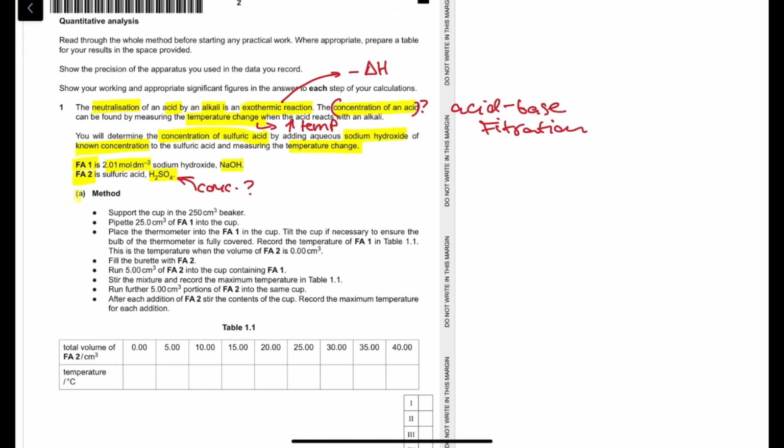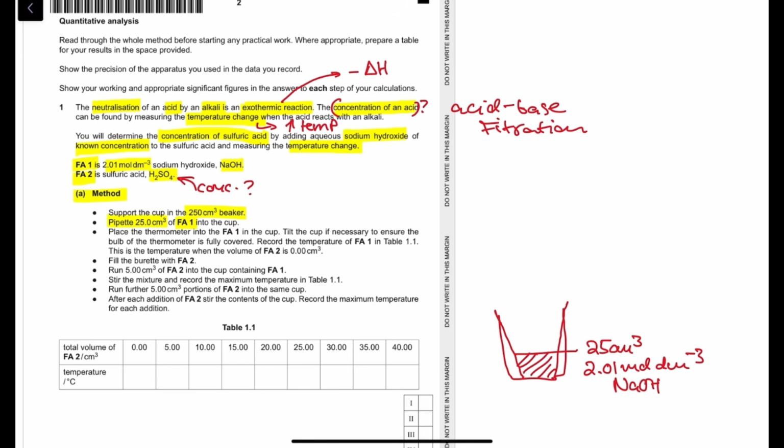So here the method says to support the cup in the 250 cm³ beaker. So we have a 250 cm³ beaker and we have a polystyrene, most likely, cup inside. It says pipette 25 cm³ of the sodium hydroxide into the cup. So there is 25 cm³ of 2.01 mol/dm³ NaOH.